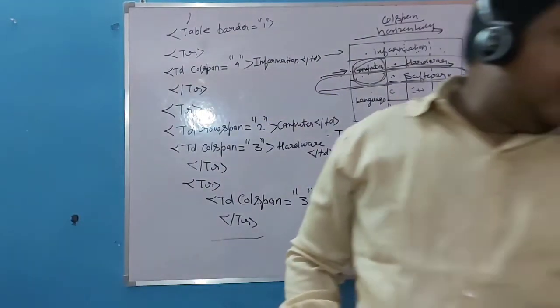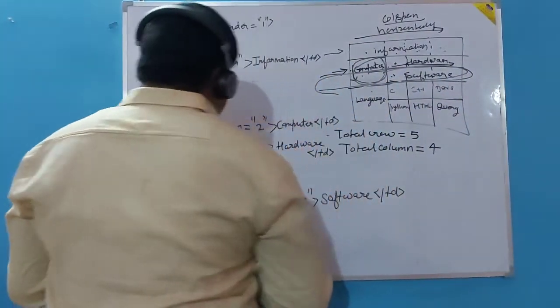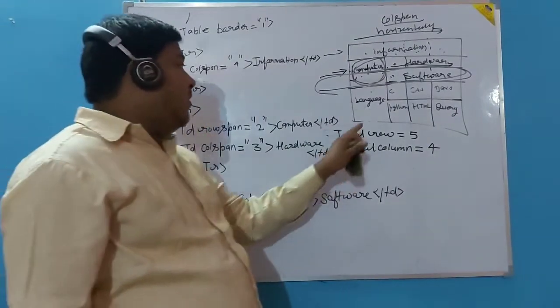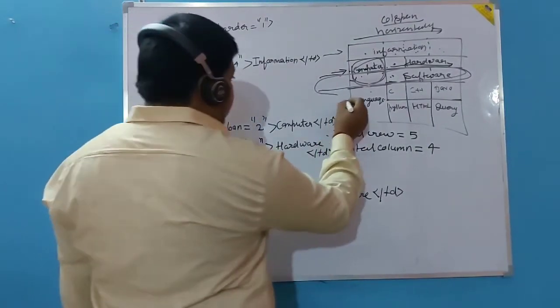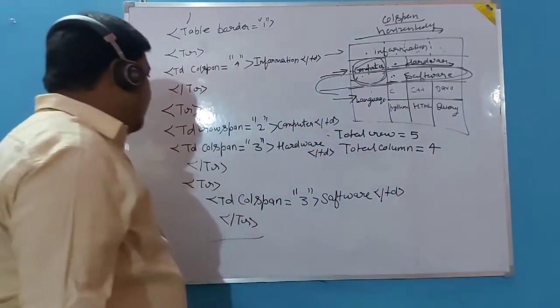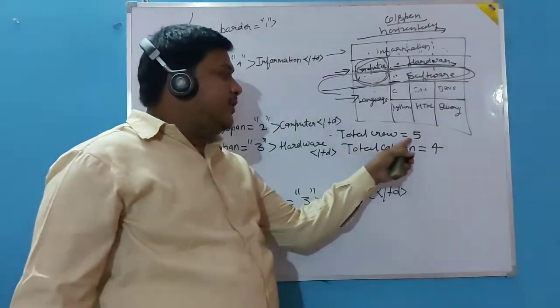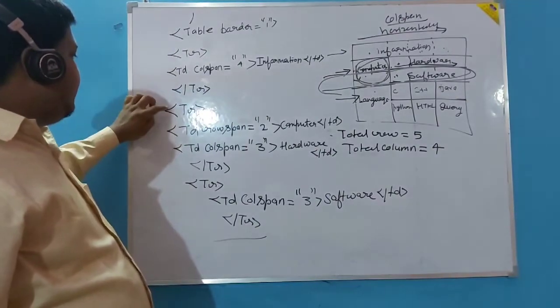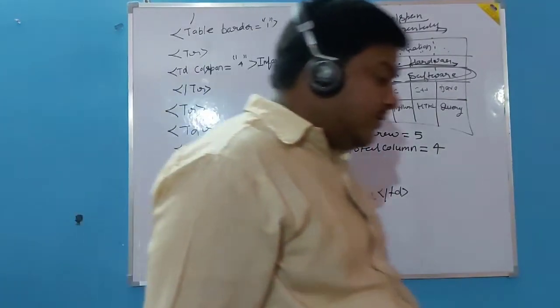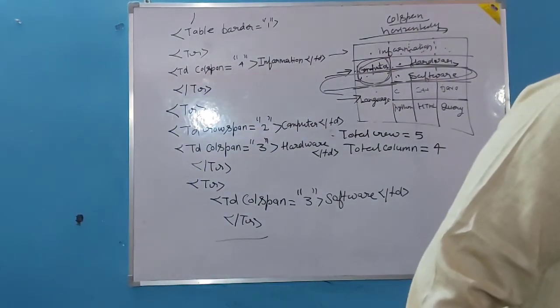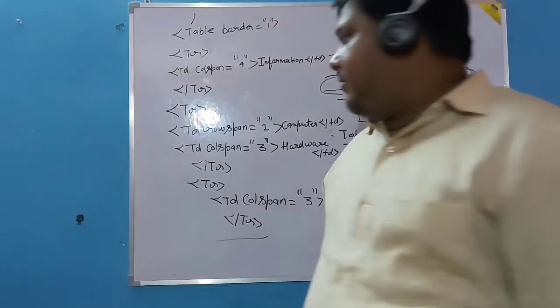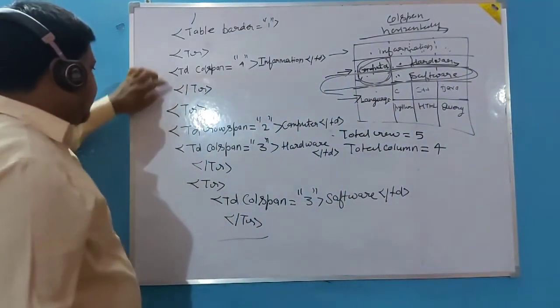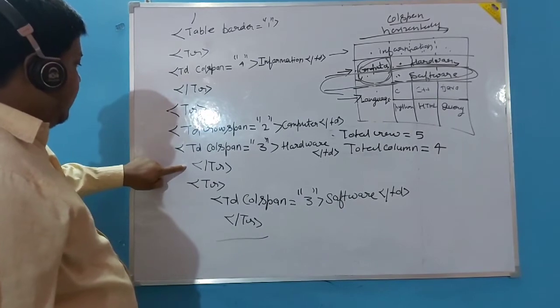Clear? Now I have to write for this row. Look here, I told the total number of rows is equal to 5. So 5 times TR we have to use: 1, 2, 3. We have a 1, 2, 3, 3.